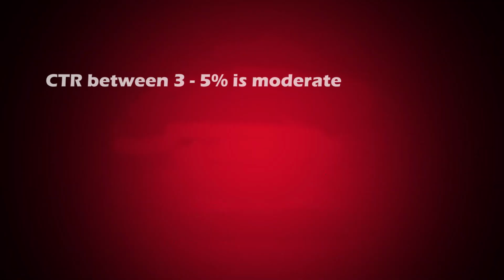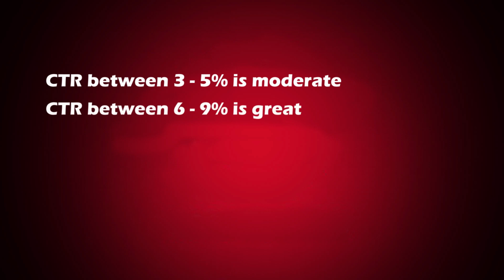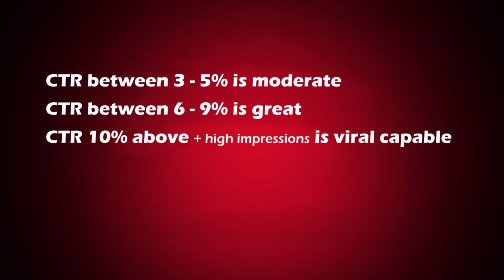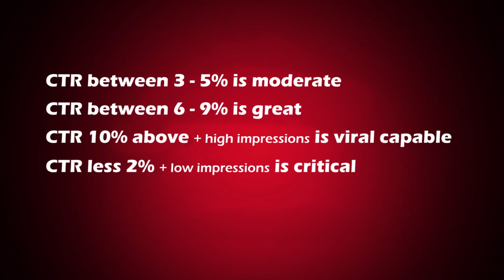A click-through rate between 3 to 5% is moderate. Between 6 to 9% is great. If the impressions of the video are not coming down and the video has a double-digit click-through rate like 10% and above, there's a good chance that the video will be a viral one based on the size of your channel. But if the click-through rate drops to below 2% and the impressions are going down too, the situation is critical.